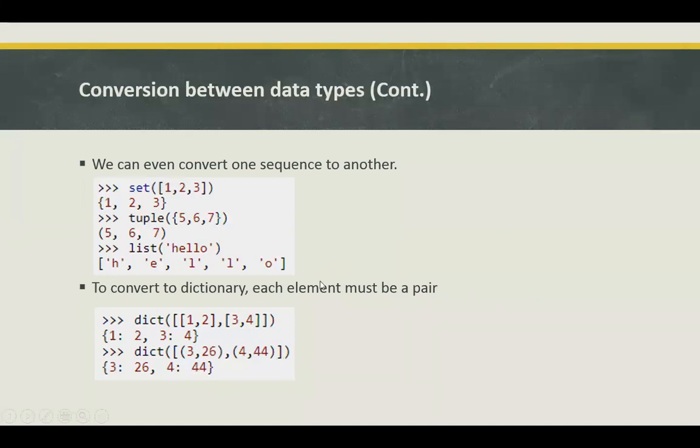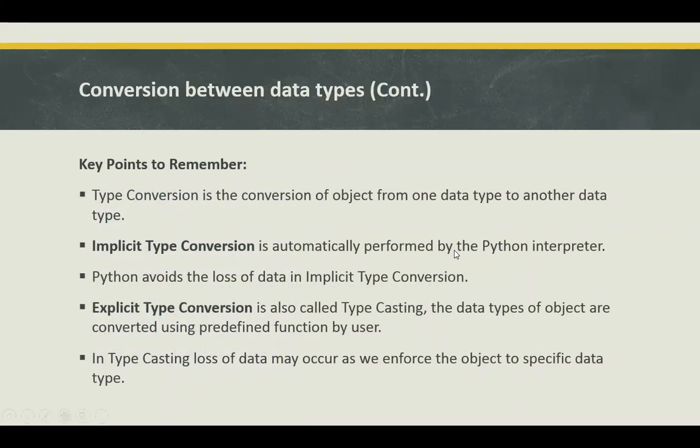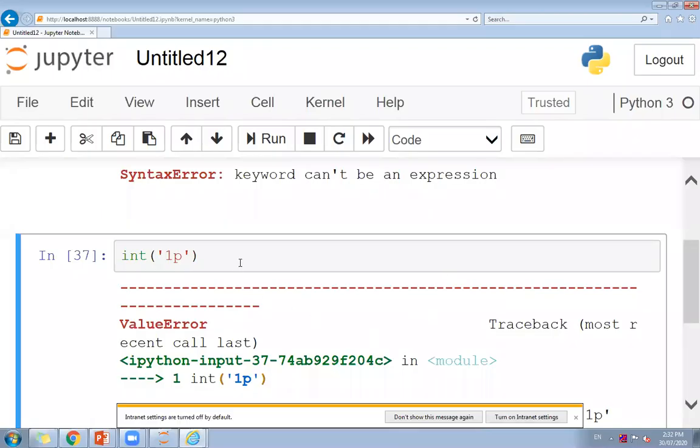Similarly, we can convert to a dictionary, and the dictionary elements must be in pairs, like 1 comma 2, 3 comma 4. This way you provide the input, and it will convert into dictionary elements like 1 colon 2, 3 colon 4. You can convert one data type to another data type. Right?